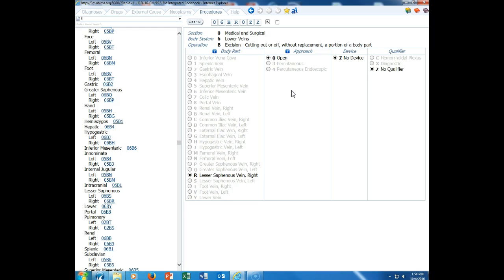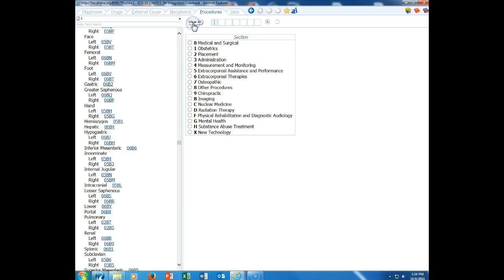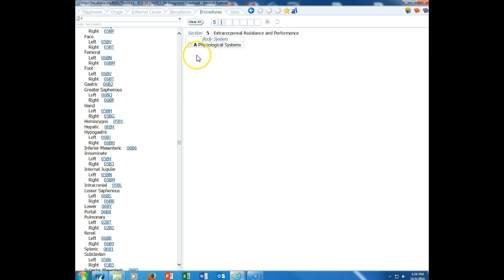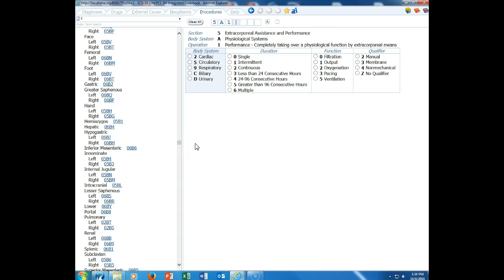Now, this patient was also on cardiopulmonary bypass. And that comes under extracorporeal assistance and performance, and it's performance. It is continuous. It is cardiac. It is output, and there is no qualifier. 5A1221Z.